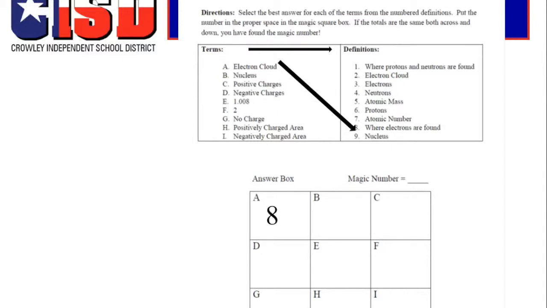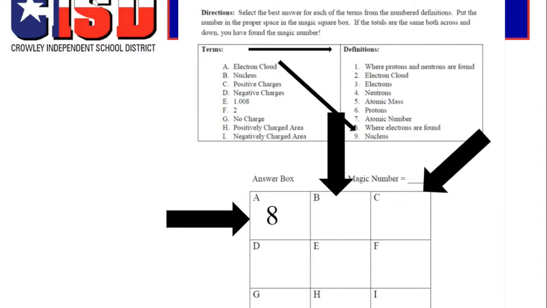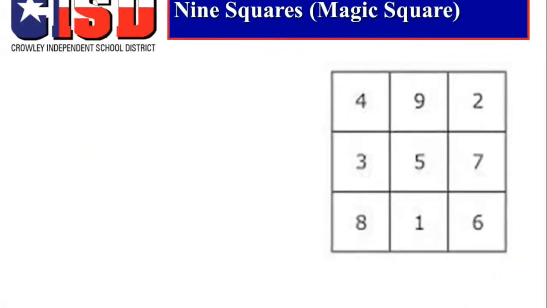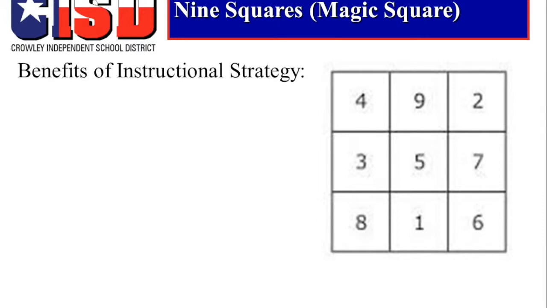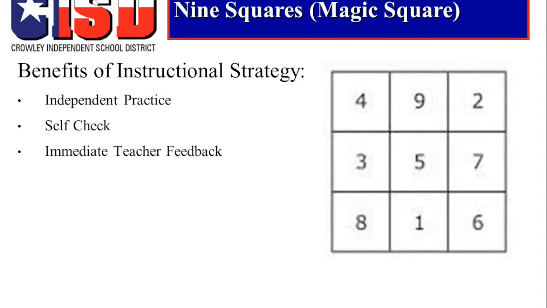Once the box is completely filled in, students will add across, down, and diagonally. All the sums should equal the same number. Students will know if any of their answers have been incorrectly placed if the sums do not equal each other. Teachers can use any number of squares for the puzzle. Benefits of the 9 squares are independent practice, self-checking, and immediate teacher feedback.